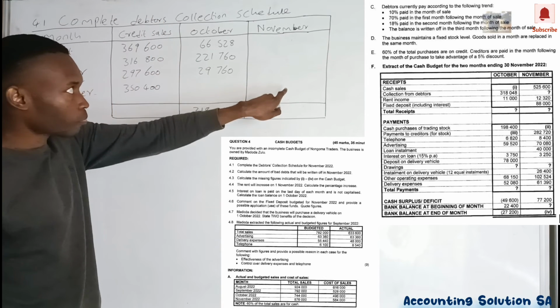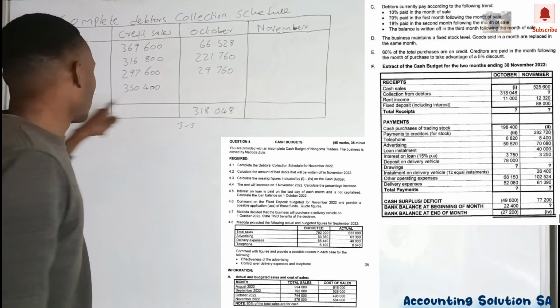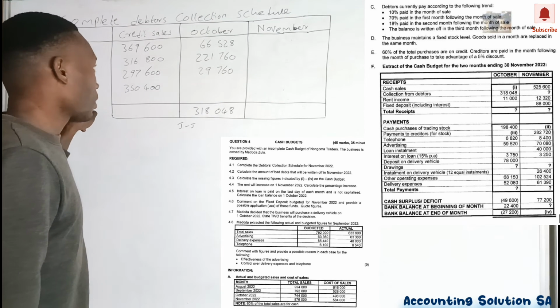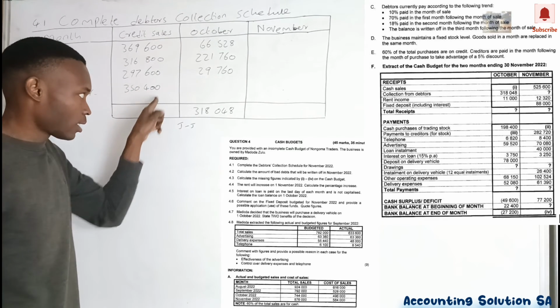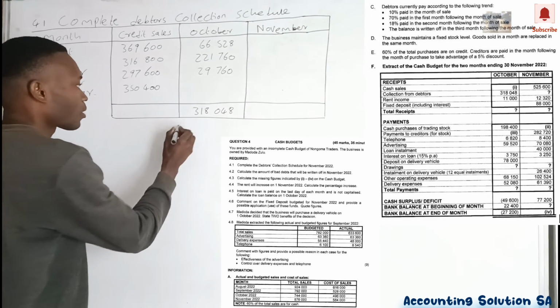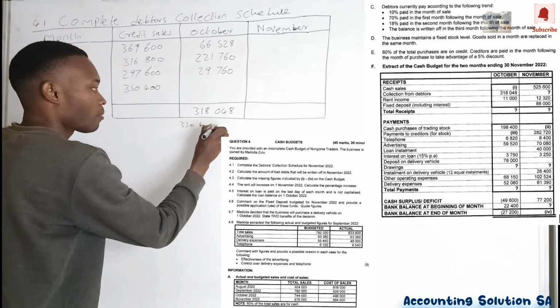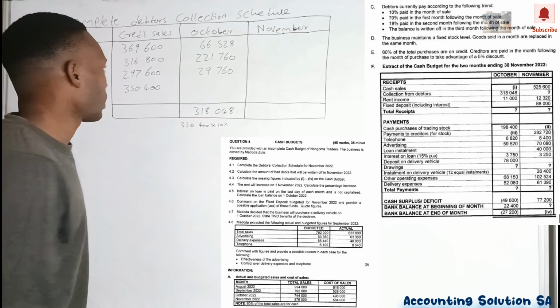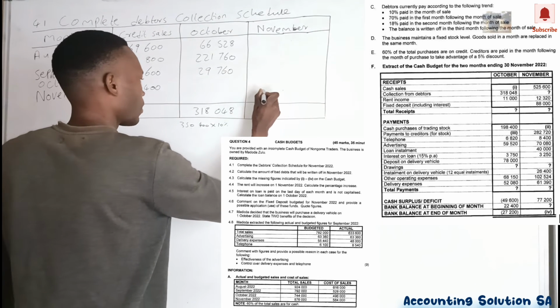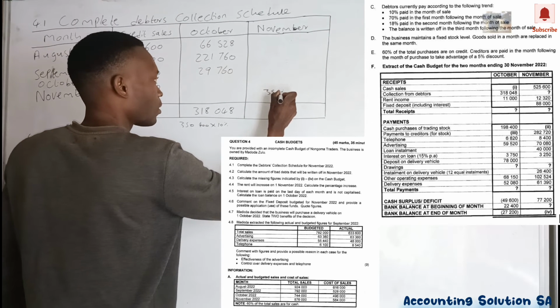All right, which means that our 10% we are going to calculate here, which means that it's going to be November, 350,400. Okay, let me show this one calculation. 350,400 multiplied by 10%, which I think is going to give us 35,040.